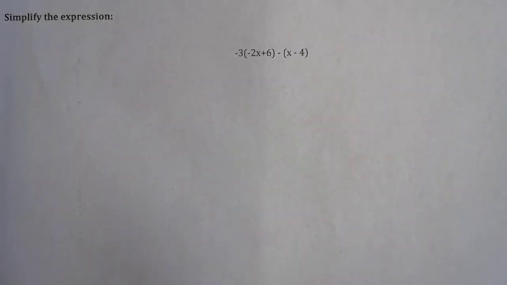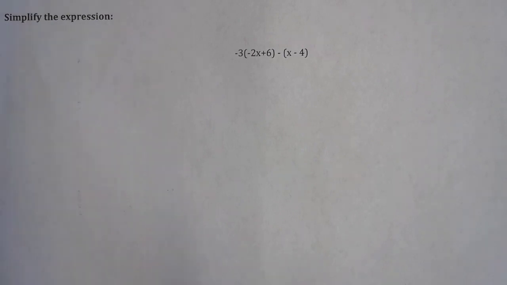We're simplifying this expression right here. For most of us, this might be a hard problem because we forget to do certain steps. I'm here to help you with that. So here we have -3, open parentheses, -2x plus 6, close parentheses, minus, open parentheses, x minus 4, close parentheses.